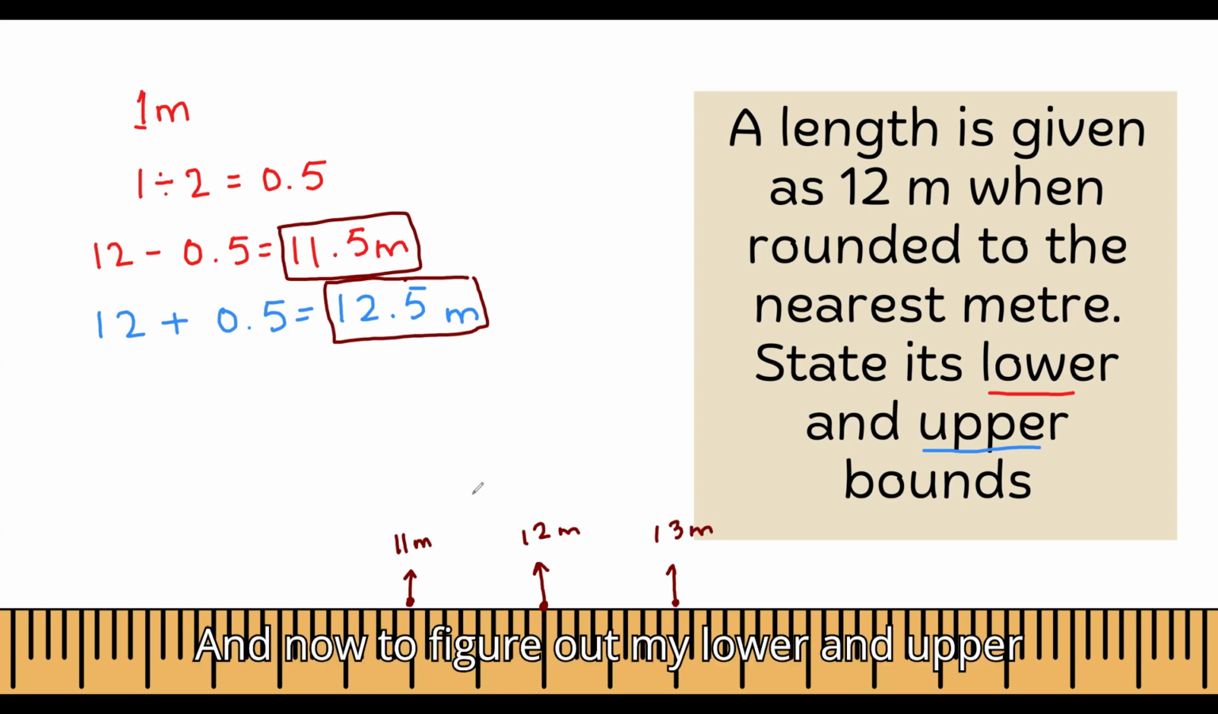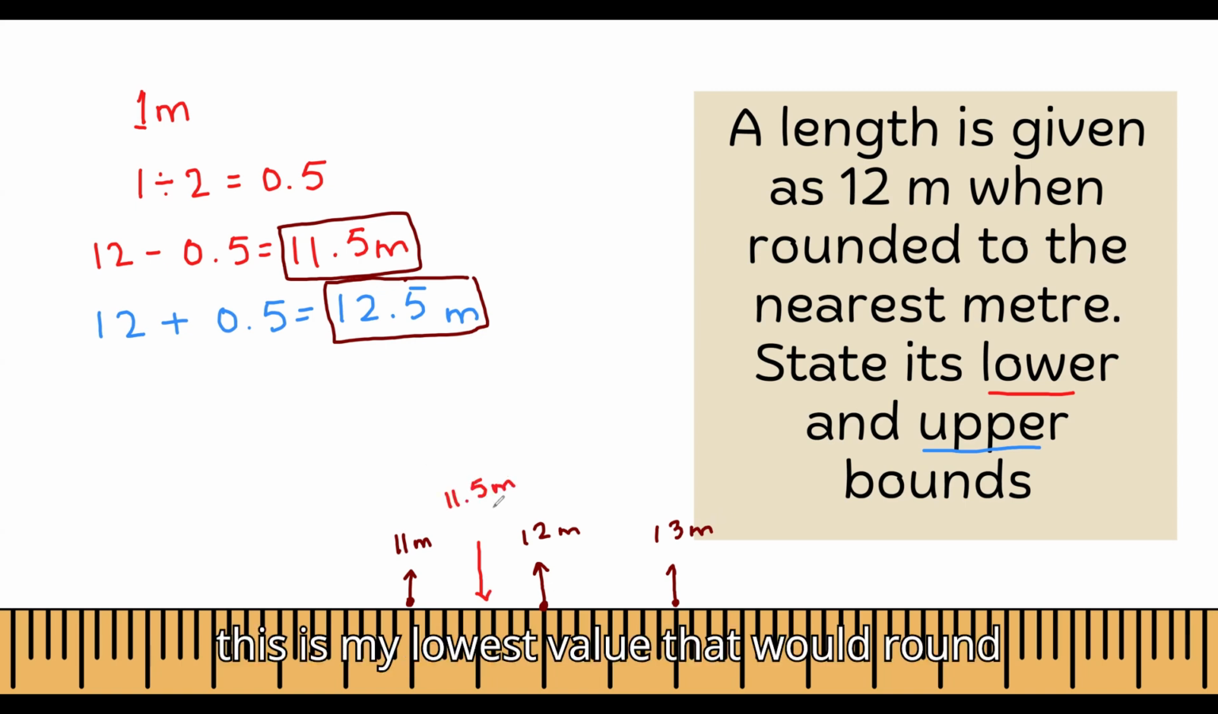And now I have to figure out my lower and upper bounds. So for the lower bound over here, I can take this point as 11.5 meters, because this is my lowest value that will round up to give me 12. If I go to 11.4, 11.3, that is going to round down to 11, not to 12 meters. So 11.5 is my lowest value that can round to 12 meters.